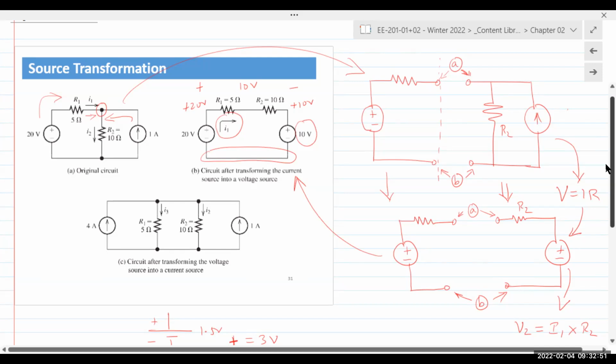You can easily calculate I1. And then once you have I1, you simply apply KCL here. So simple techniques allow us to solve for I1 and I2 without actually writing out mesh equations or node voltage equations, or even doing superposition. Okay, and that's why source transformation, again, is a preferred technique, but only in certain conditions.